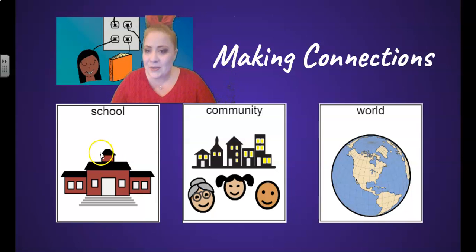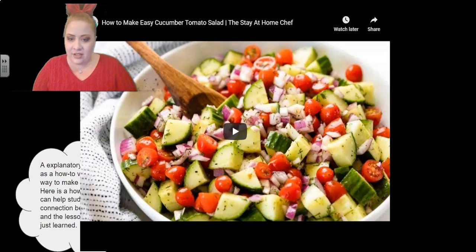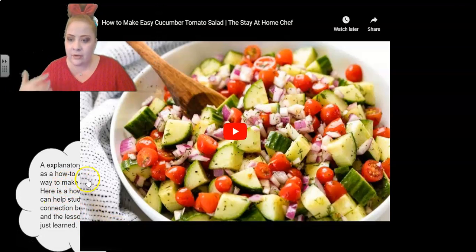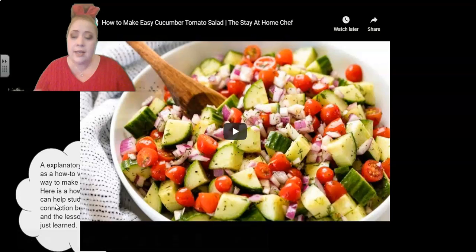So I say first we're going to make a connection to our school. Here's how I like to choose my making connection videos. I like to do one explanatory video or a how-to video. Then I like to do maybe a song or a read aloud. I like to mix it up because there's three options to make connections and I want the media to be different. It doesn't have to be.